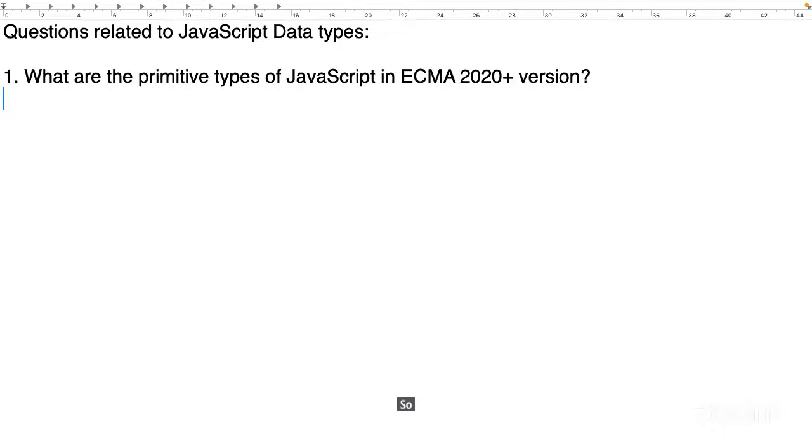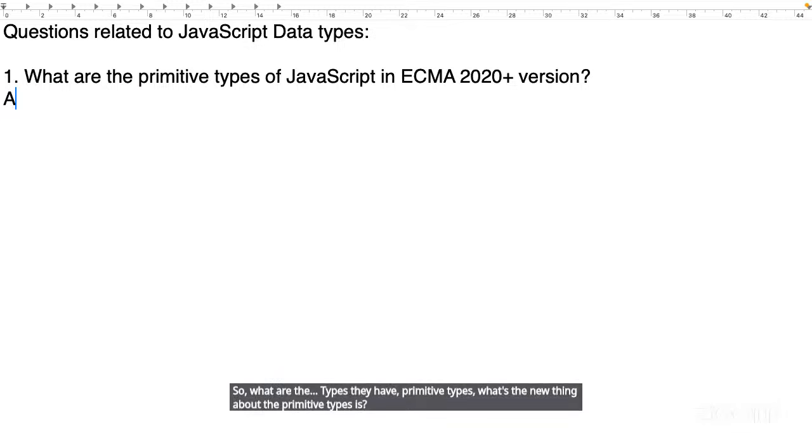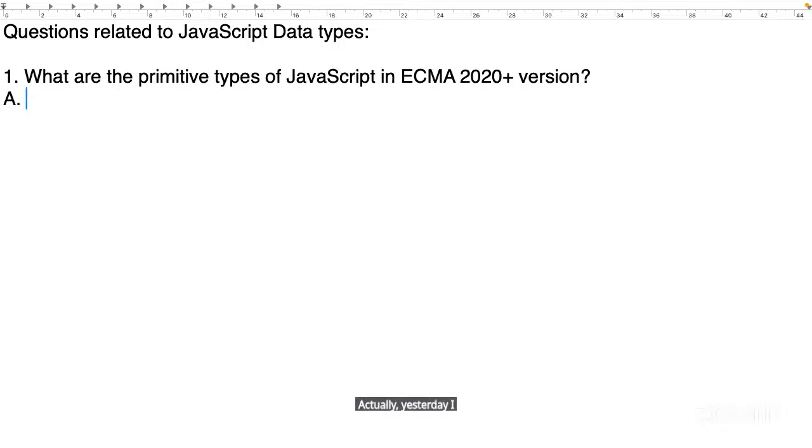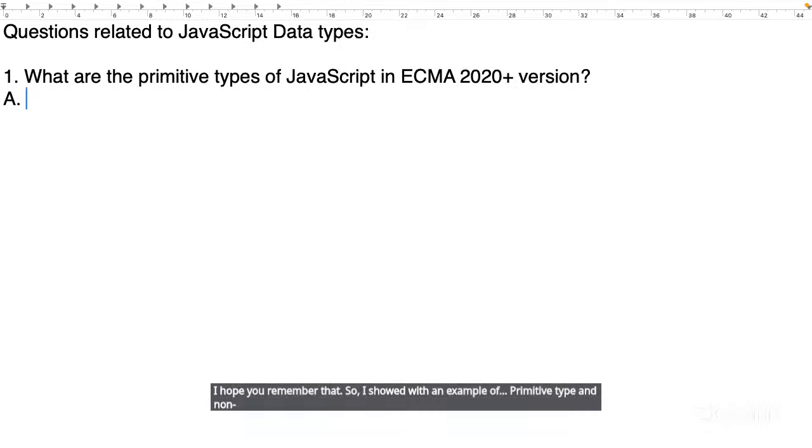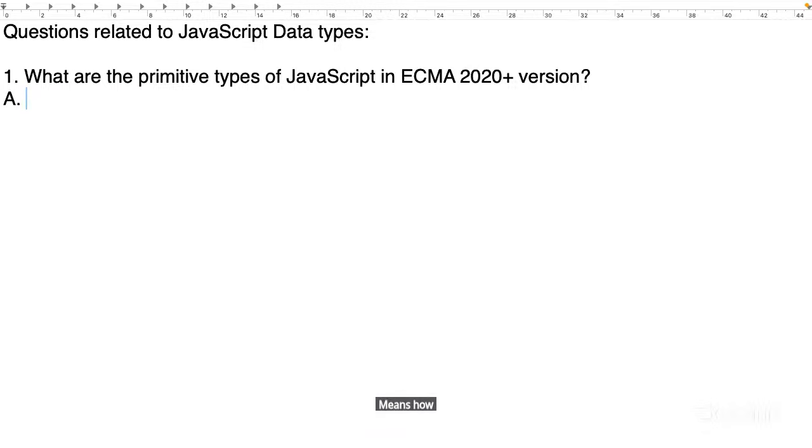So what are the types they have? Primitive types. What's new about the primitive types is, yesterday I explained a scenario about the difference between primitive and non-primitive. I hope you remembered that. I showed with an example of primitive type and non-primitive type, means how a reference is affected. Now, what are the primitive types in the latest version of JavaScript?